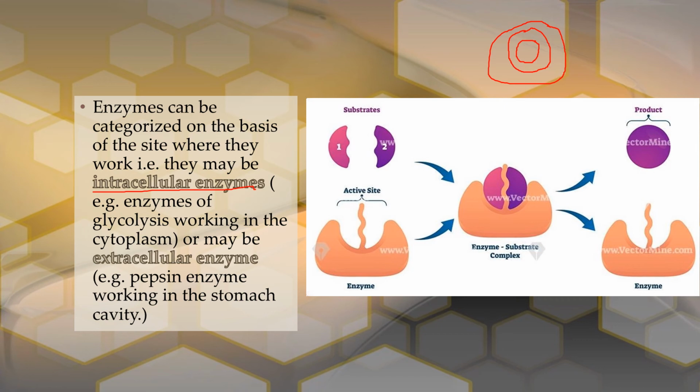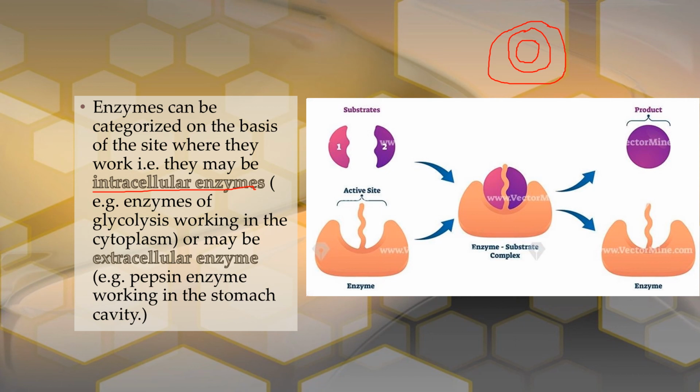Intra means inside. So this is the difference. Intracellular enzymes are the enzymes that work in the cell, in the cytoplasm, and extracellular means the enzymes that work outside of the cell. For example, this is the diagram of intracellular enzymes, like the enzymes of glycolysis working in the cytoplasm. In chapter number 4, we studied the work of the cytoplasm in glycolysis, the breakdown of glucose. So enzymes work in the cytoplasm for the breakdown of glucose; these are called intracellular enzymes that work in the cell.